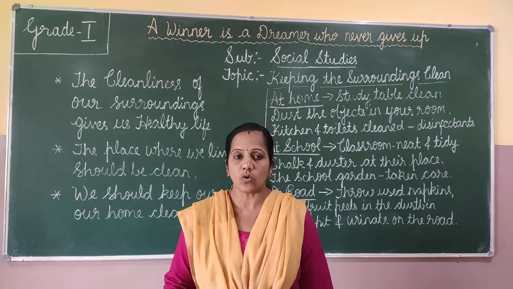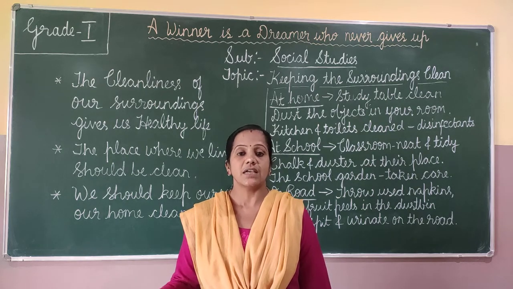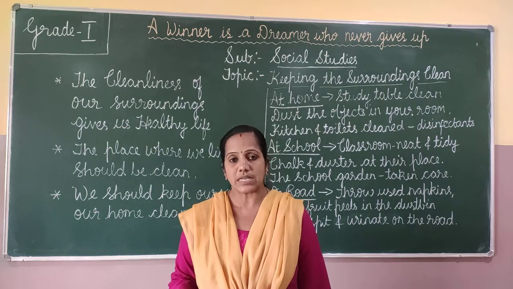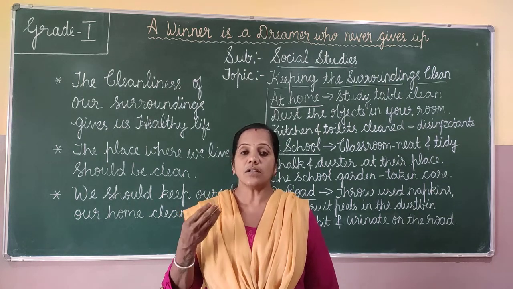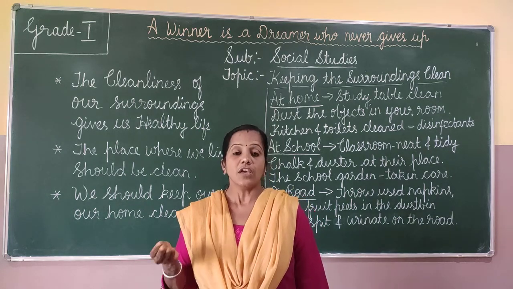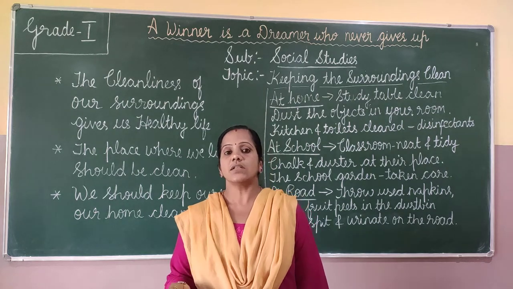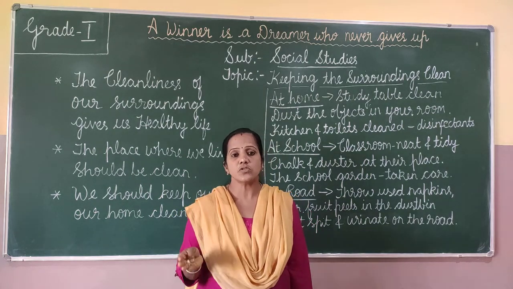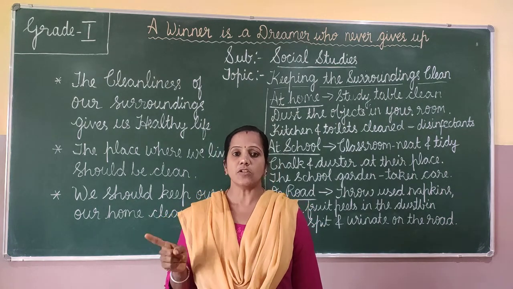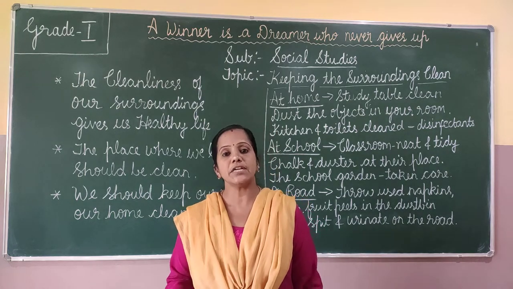We should not throw used napkins, paper, and fruit peels on the road just like that. There is a dustbin on the side of the road. Throw your used napkins, paper, or fruit peels into the dustbin only. Do not throw them on the road. Keep the road clean. The roads are made for our use. So we should throw things into the dustbin, and we should not spit or urinate on the road.